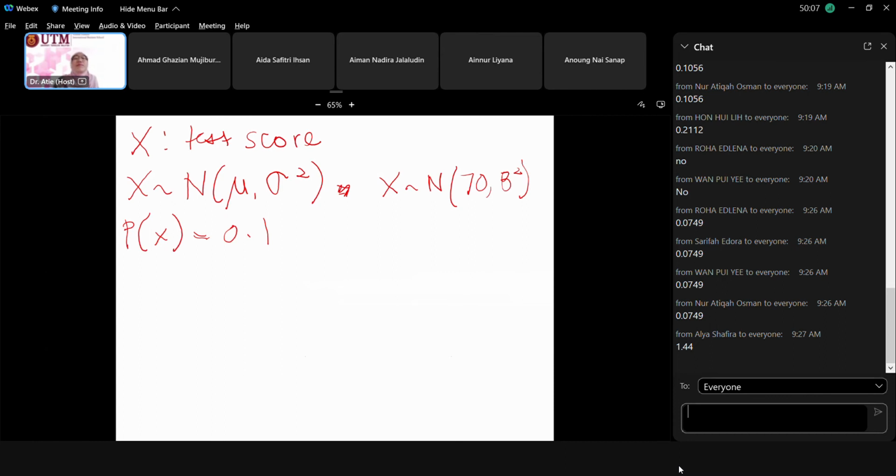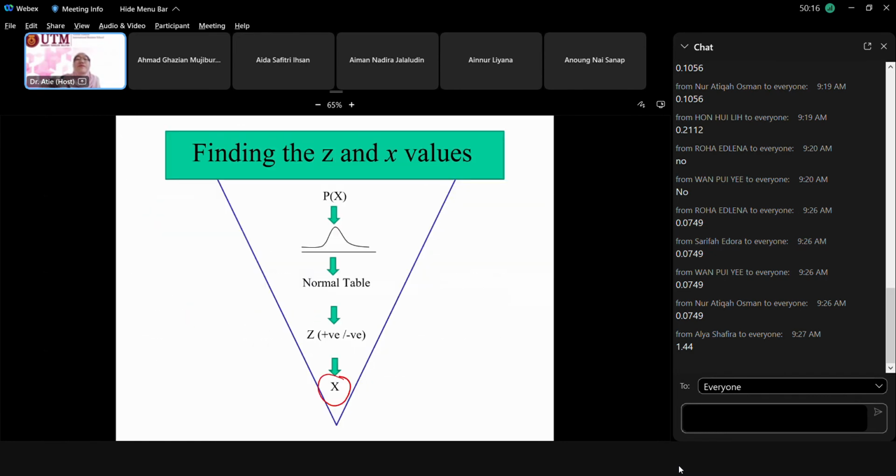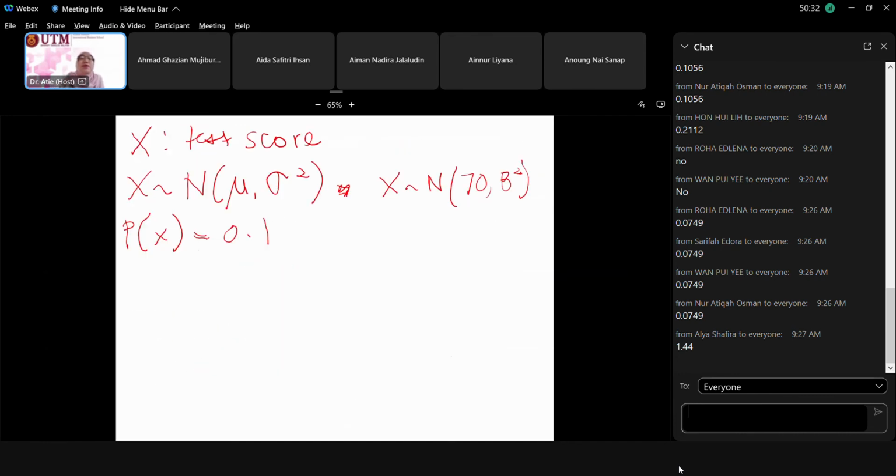Okay. So now we need to follow the steps for this one. Once we find the P(X), now we need to draw the location. We need to look at the table and then decide whether our Z will be positive or negative, and then we can find the value of X. So if you look at this one, this is the normal table, a normal curve, sorry.